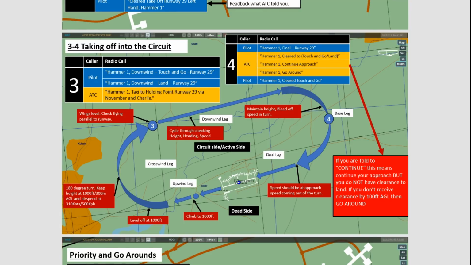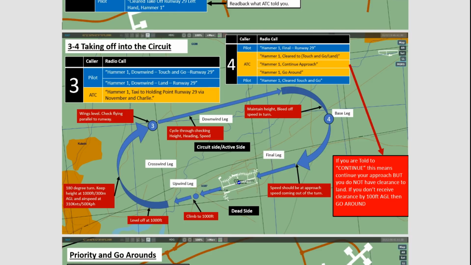Question: what sort of distance are your downwinds and upwinds and final legs? There's no sort of scale. Yeah, you probably just want to put your aircraft into about a 20-degree turn and basically just turn around, and that should get you a good distance away from the airfield. It doesn't have to be very precise.